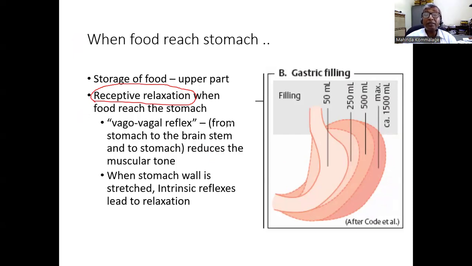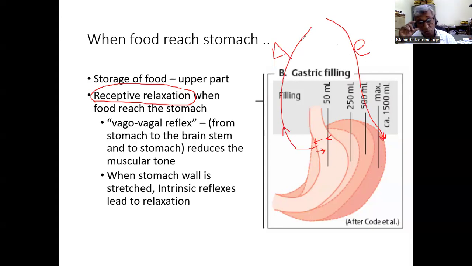Receptive relaxation is also a reflex, right? When the food touches this wall, some afferent information will go to the brain. Let's say these are touch receptors or pressure receptors, which send impulses to the brain, and the brain will send impulses to the wall of the stomach. This is afferent, this is efferent, and the stomach will relax. So this afferent will go through an autonomic neuron.